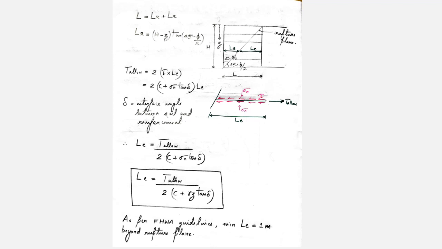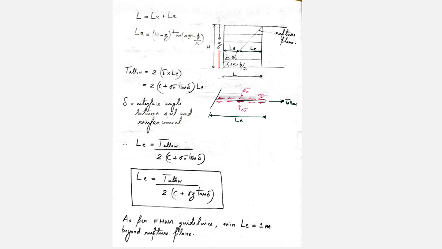So you can find out length LR. Length LR will be equal to this length, which is h minus z. Z is the depth measured from the top of the wall. So h minus z will give you this length. That into tan of 45 minus phi r by 2 will give you the length LR at that particular depth.